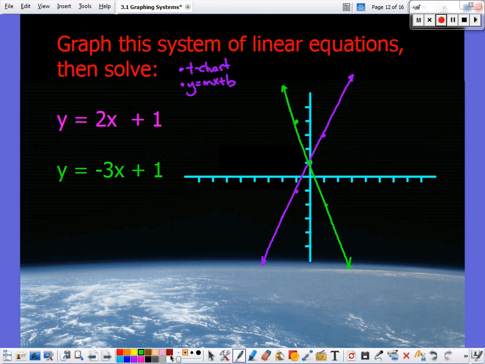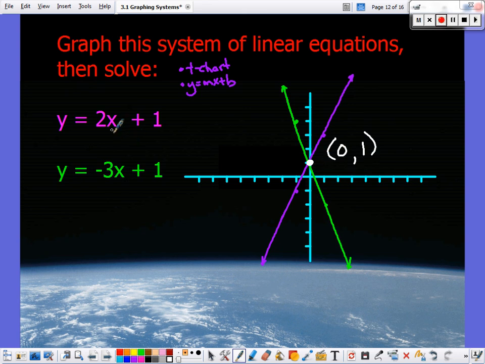And then if we want to go ahead and state what the solution is for this, notice where they intersect. Right there. What is that point? Remember, the point is the solution. So the solution here, what's our x value? Looks like it's 0. What's our y value? 1.